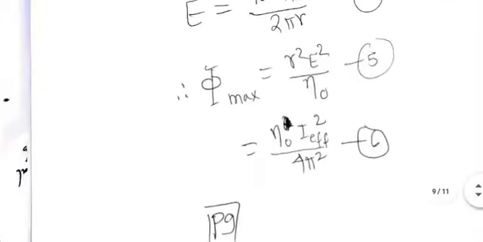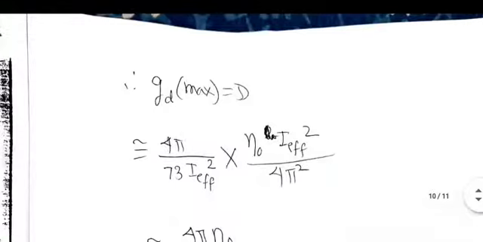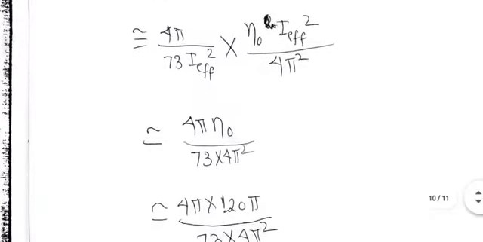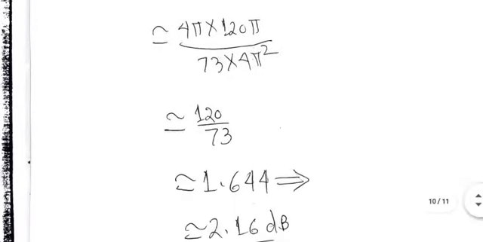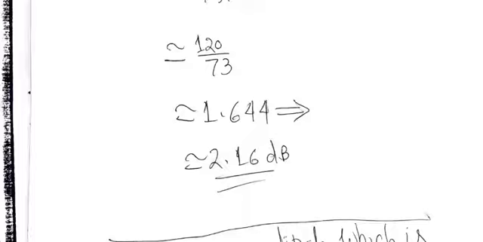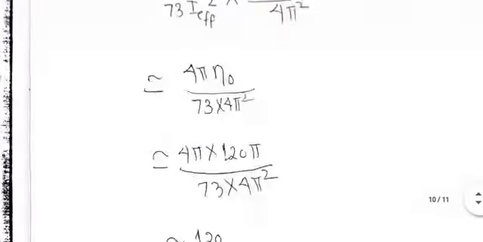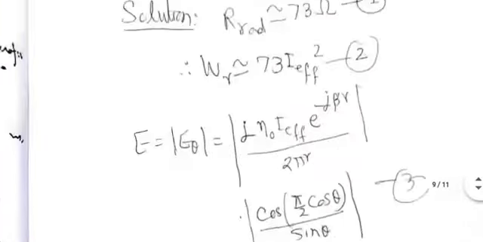Okay. Now gain is 4 pi divided by WR multiplied by radiation intensity. So 4 pi divided by 73 I effective square multiplied by eta naught I effective square divided by 4 pi. This simplifies, things cancel out. You get 120 divided by 73, which is almost 1.644. If you take 10 log of that, you get around 2.16 dB. Directivity of a lambda by 2 dipole is around 2.16 dB.